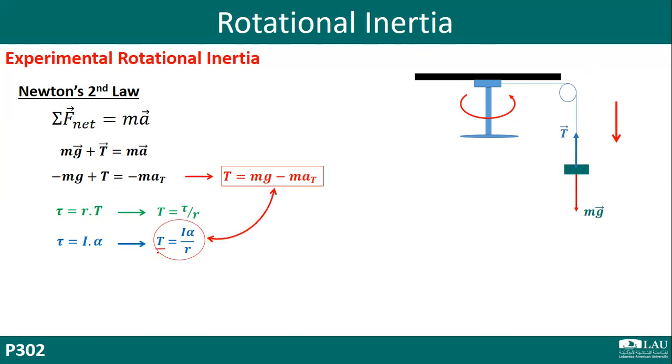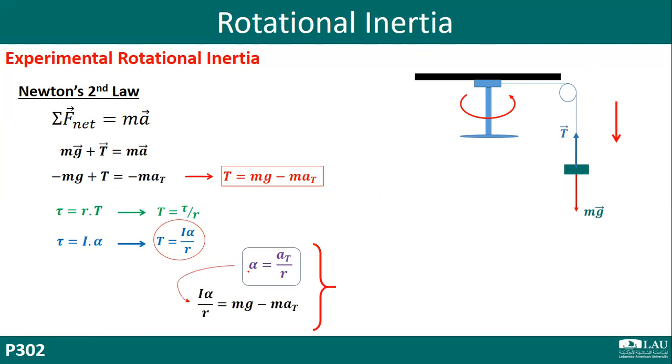Again, we replace T by its expression in the equation. So I alpha over R equals mg minus m a_t. Alpha is a_t over R, so we replace alpha by a_t over R. In this case, m is a known variable, it will be given or measured. g is the gravitational acceleration. a_t is recorded using the photo gate. R is the radius.